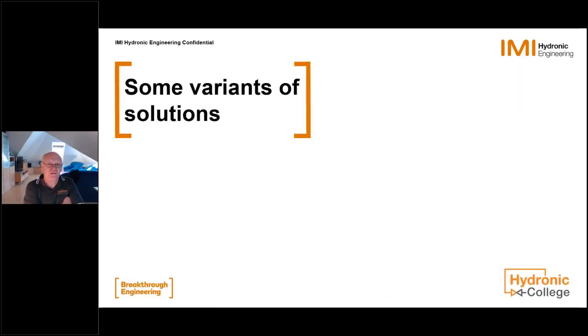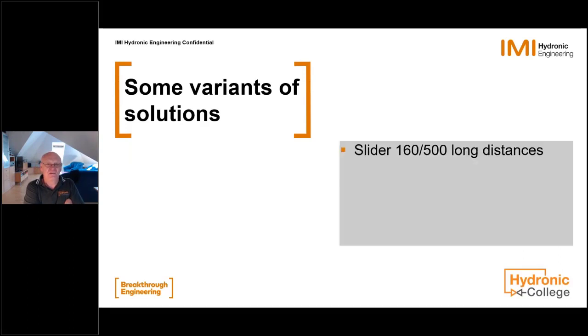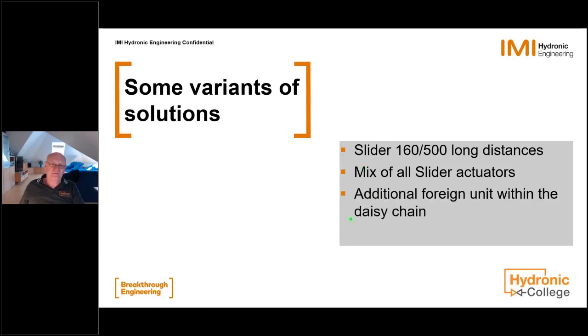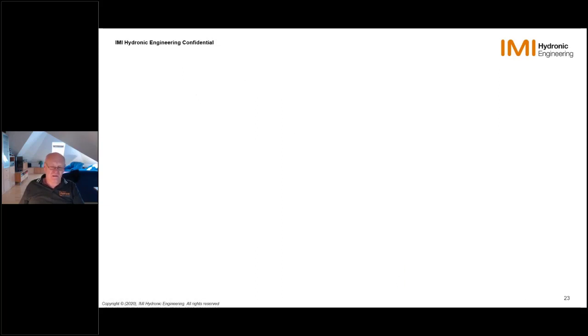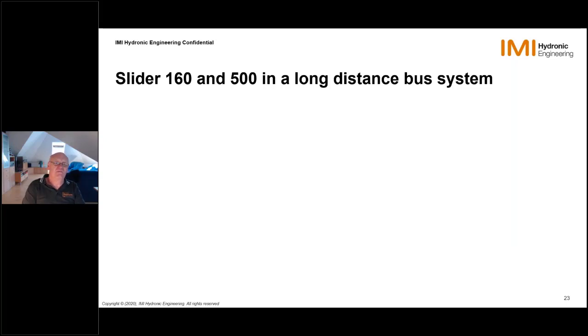Okay, now let's have a look at some variants of the solutions. I have done some examples. For instance, one which is used for the slider 160-500 solution, but over long distances. There is another one where we have a mix of all sliders, and we have added a foreign unit within the daisy chain. Let's start with the 160 and 500 in a long distance bus system. That is relatively simple.